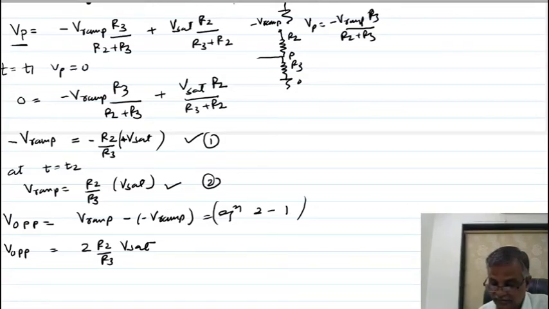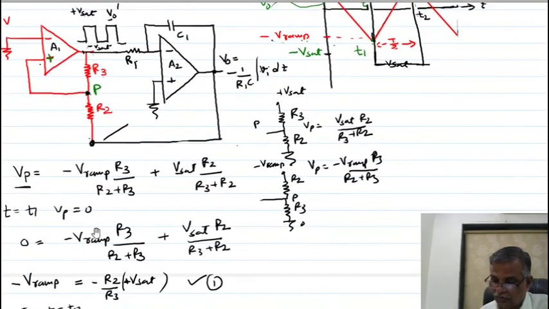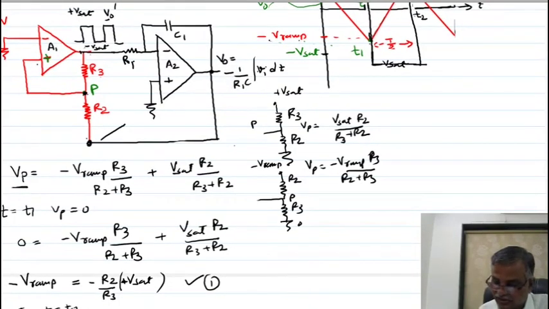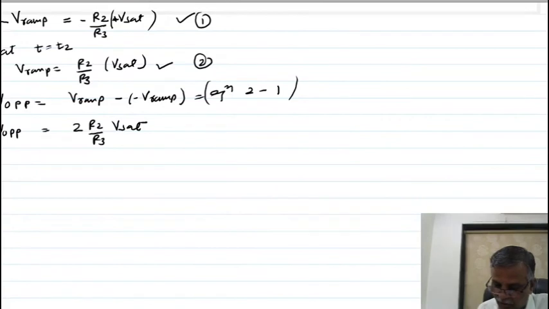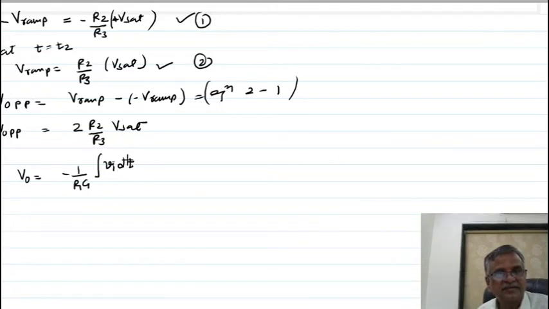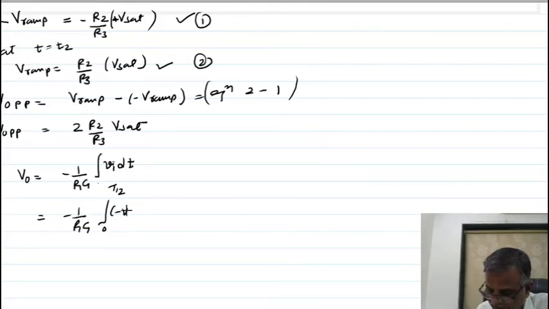Now look here, I use this equation. This is C1, so I should write C1 here. Let me write the equation of the output voltage. The output voltage is minus 1 upon R1 C1 integration of Vi dt. So I can write minus 1 upon R1 C1 from 0 to T by 2, where the output voltage is minus V set. I am showing you.